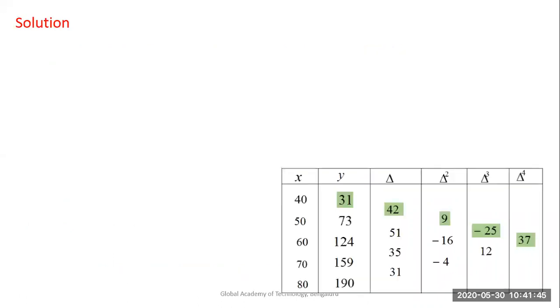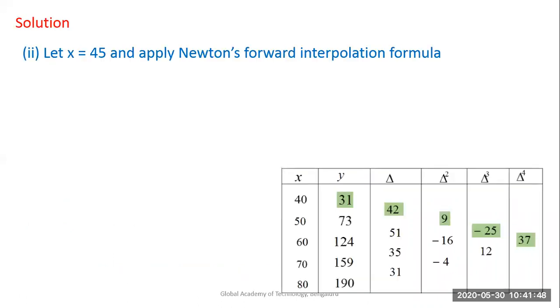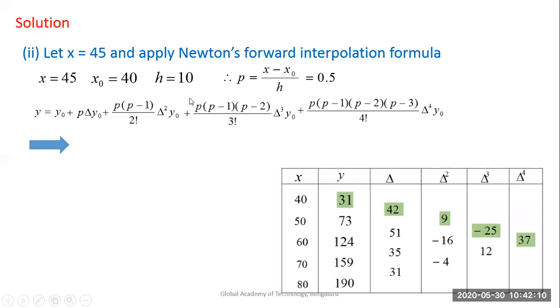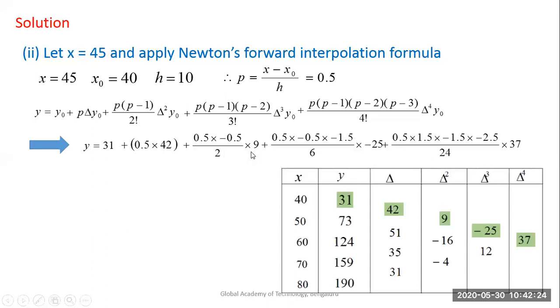To find the number of students who obtained marks between 40 and 45, I know the number of students who obtained marks below 40 is 31. So let me find the number of students who obtained marks below 45. For that I take x equal to 45. Once again find p. In this case you get p as 0.5, because 45 minus 40 divided by 10. Apply the forward difference formula up to delta power 4. Only the p value is different here, everything else is the same. Substitute p value 0.5 into delta y0, p minus 1 by 2 factorial into delta square y0, and so on.